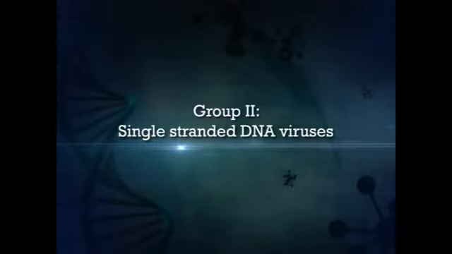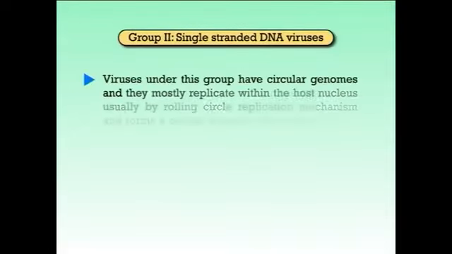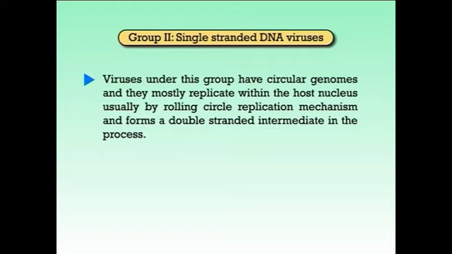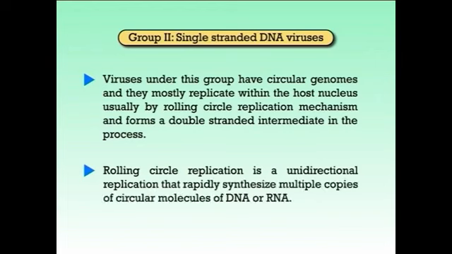Next, coming to Group 2. Group 2 consists of the single-stranded DNA viruses. Viruses under this group have a circular genome, and they mostly replicate within the host nucleus by the rolling circle mechanism, and form a double-stranded intermediate in the process. Here, rolling circle replication is a unidirectional replication that rapidly synthesizes multiple copies of circular molecules of DNA or RNA.